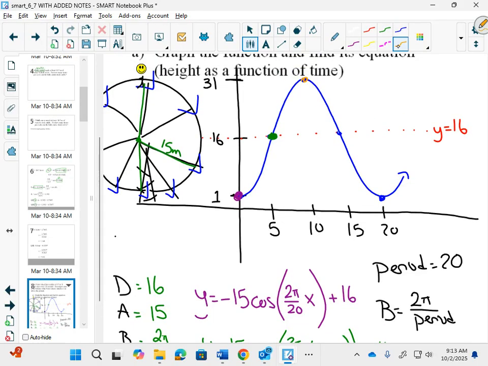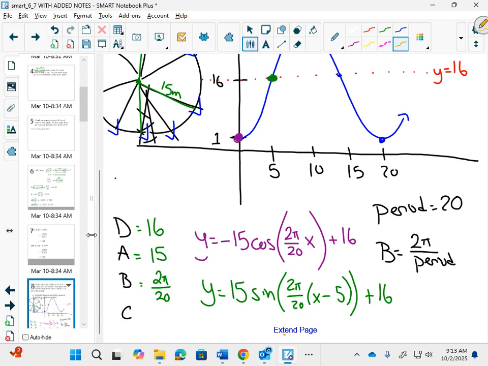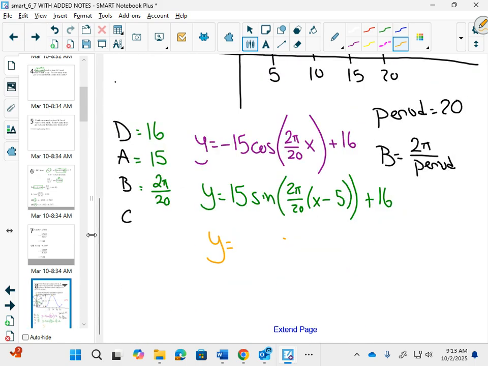Orange. I could pick this maximum. If I started at a maximum, that would be a cosine graph, a positive cosine graph. So notice again, my A, my B, and my D values do not change, sine or cosine. Your amplitude is the same for both of them. Your center line is the same for both of them. Your period is the same for both of them. The only thing that changes is where you start.